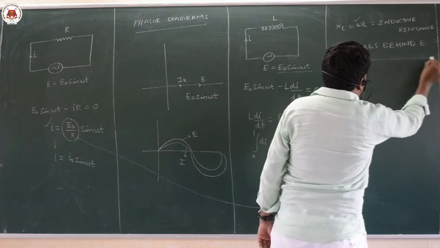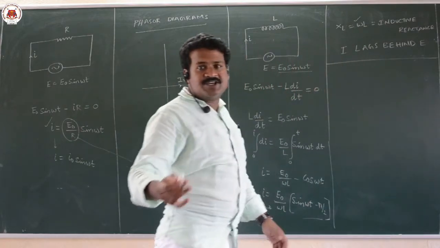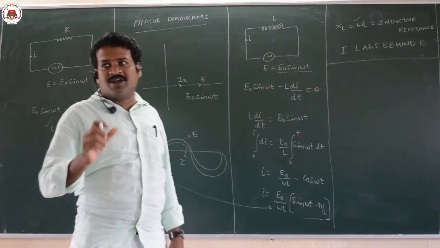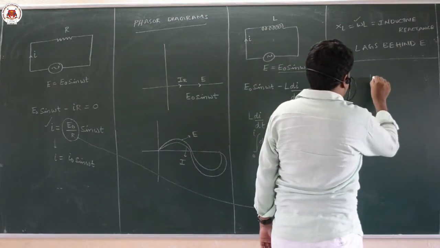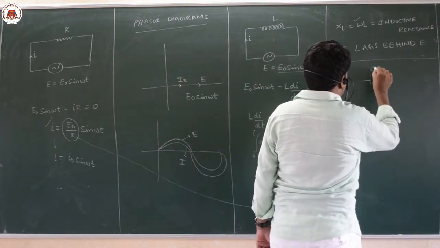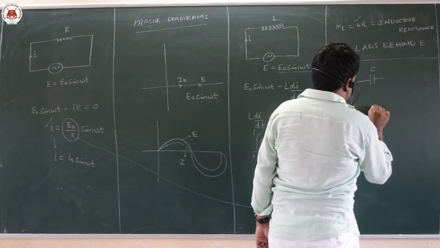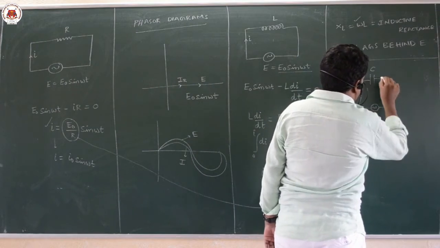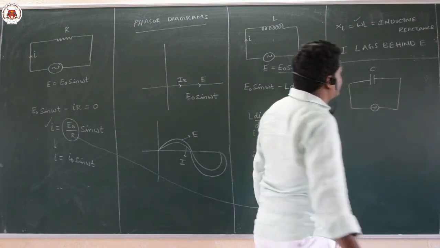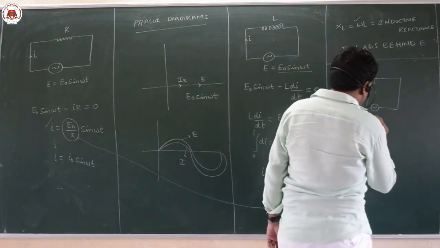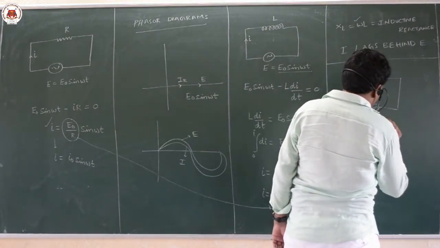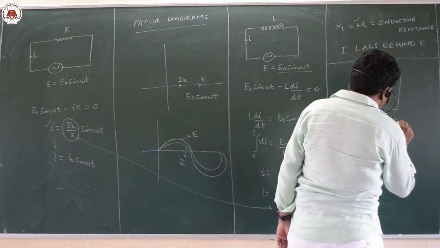Next, let us see how a capacitor behaves when it is connected to an alternating source of current. When you take a capacitor of capacitance C connected to an alternating source of current, the applied EMF is E is equal to E naught sin omega t.